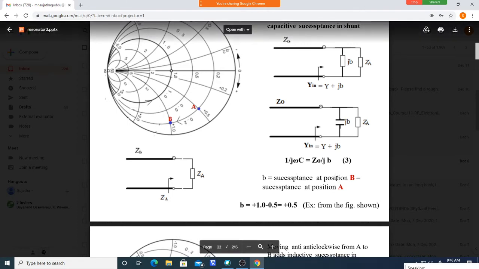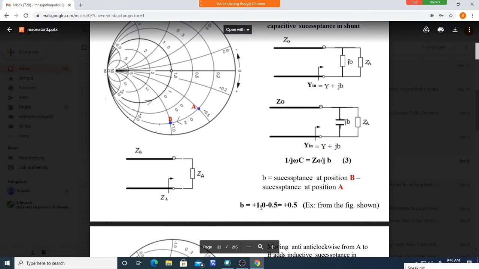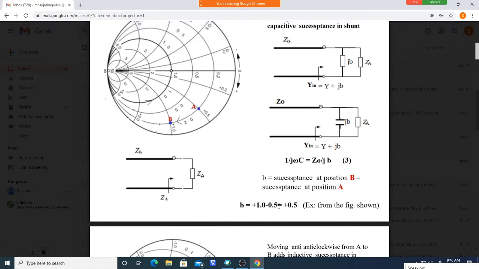Next, at position B, what is the susceptance value, the small b value? You see which susceptance circle is passing through this point. See, this is the susceptance circle. That is 1 here. At this position the susceptance value is 1, and at the other position it is 0.5. So 1 minus 0.5, the answer is plus 0.5.